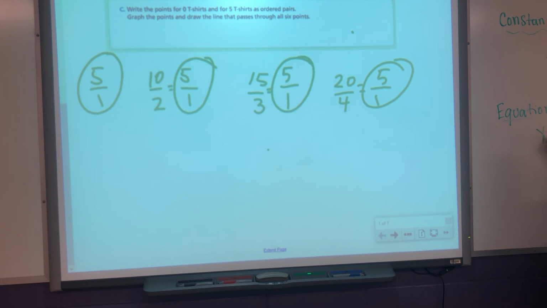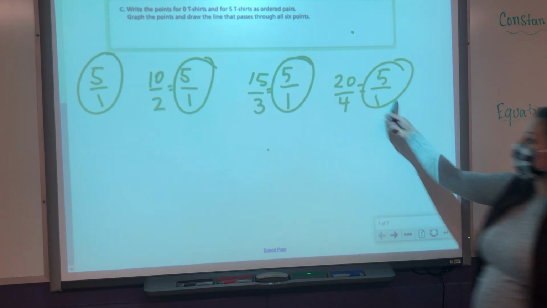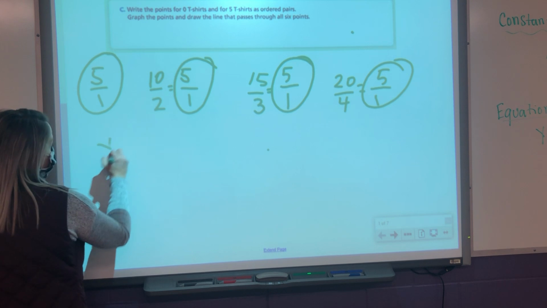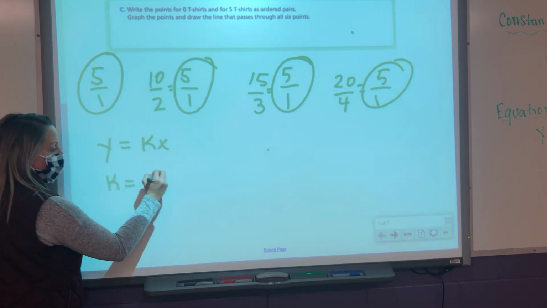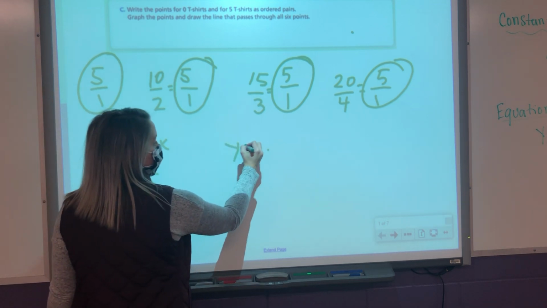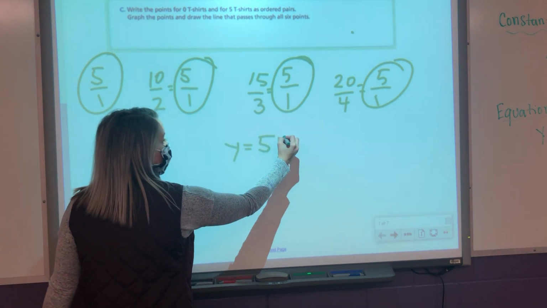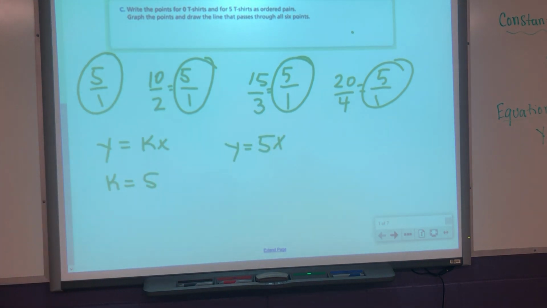Okay, our equation for proportionality is y equals kx. Do we have our k? Yeah, we have our k. It's 5 over 1. So y is equal to kx. We know that our k is equal to 5. So our equation is y equals 5x. Our table showed proportionality, yes? Does our equation show proportionality?